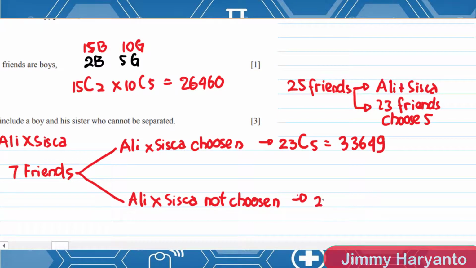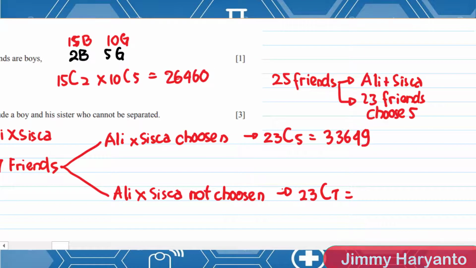gitu ya. Jadi tinggal 23 orang juga, tapi choose-nya masih 7, karena Ali sama Siskanya belum masuk. Jadi kita masih perlu 7 orang. Jadi cara pikirnya gitu ya.